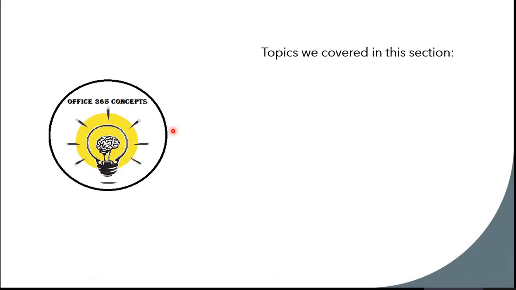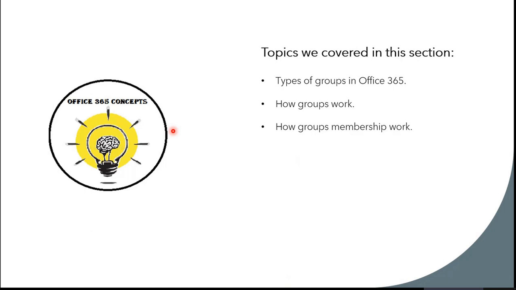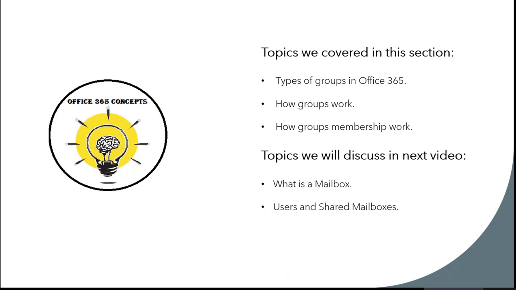Now, in this particular session, we have discussed what types of groups in Office 365 we have. We have discussed how groups work and how group membership works. In the next session, we will be discussing what a mailbox is in Exchange Online and how you can use the mailboxes. I will be discussing user and shared mailboxes in Exchange Online, and I will show you the difference between a user mailbox and a shared mailbox. And then we will be discussing the properties or the attributes that you see within a mailbox.